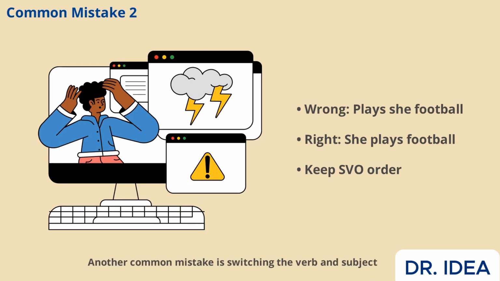Another common mistake is switching the verb and subject, like plays she football. The correct way is she plays football. Always remember to start with the subject, then the verb, and finally the object. This will help you avoid confusion and make your sentences sound natural.